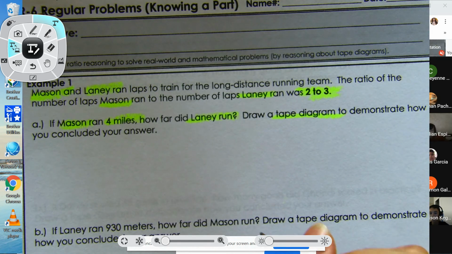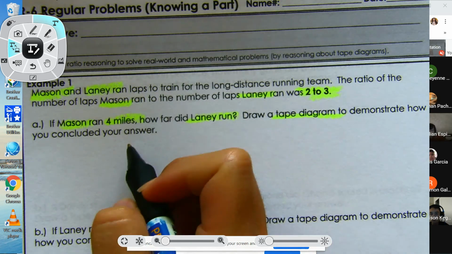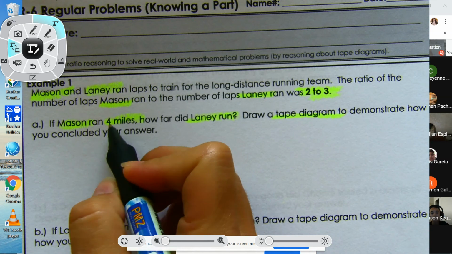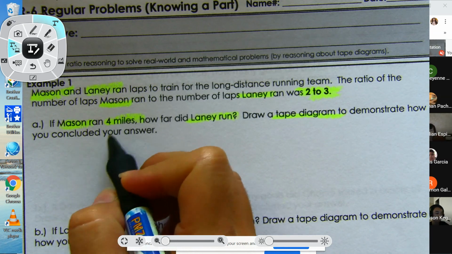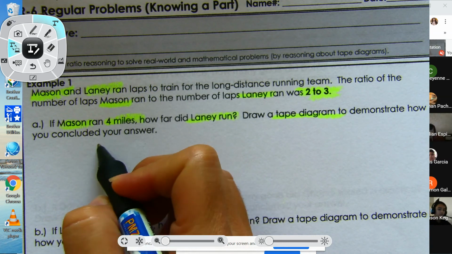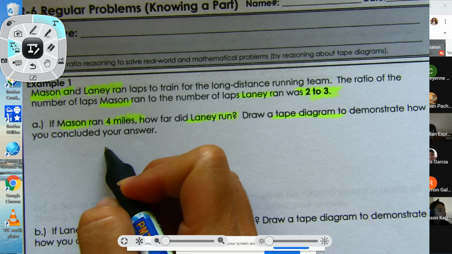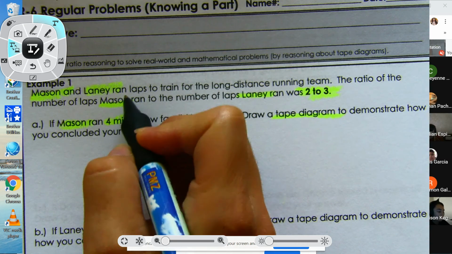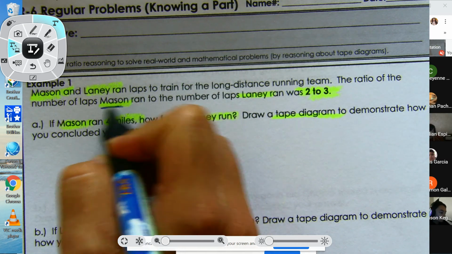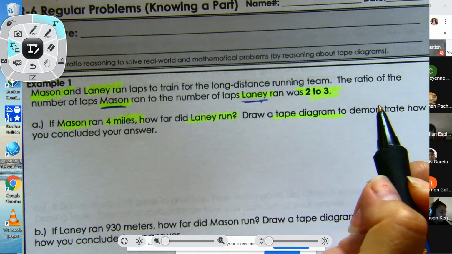I'm using a pen, but I need you to use a pencil. So if you make a mistake, you're able to erase it. The first thing we do when we attack these kinds of problems is we write the label. Please say, write the label. So when I say write the label, what I'm referring to is what is it that we're comparing? We're comparing Mason to Lanny's laps.